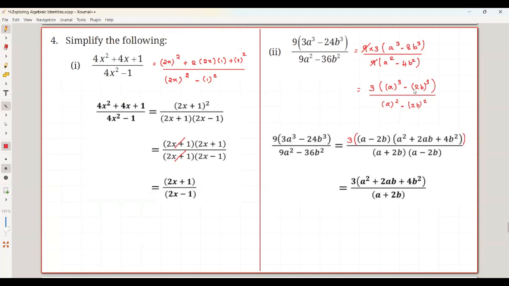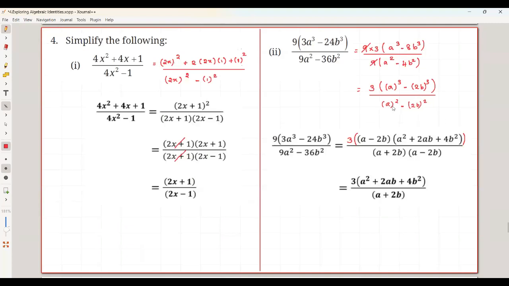Now 3 is outside, so inside this is the form of a cube minus b cube. The a cube minus b cube formula is a minus b, a minus 2b into a square plus ab, not 2ab. Once again I will repeat the formula: a cube minus b cube means a minus b into a square plus ab plus b square. So a square plus a into b plus b square. 2 square is 4, b square.